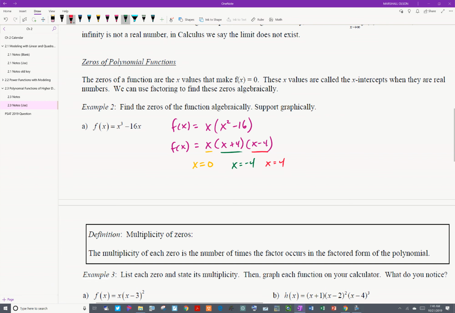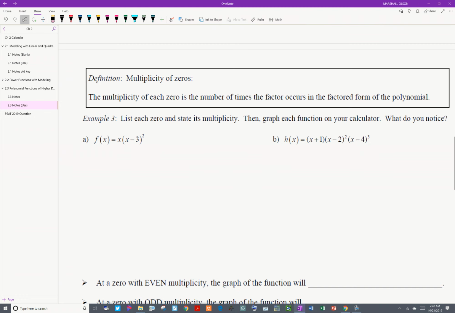It says support graphically. We're going to look more at graphs later on, so I'm not going to worry about doing that here. Just a simple factoring problem. So a little reminder about what the terminology finding zeros means. It means to factor and solve. Finding zeros, same thing as finding roots of an equation.